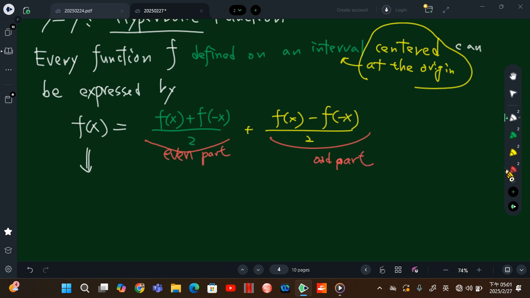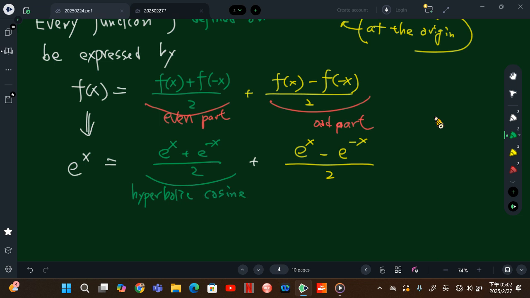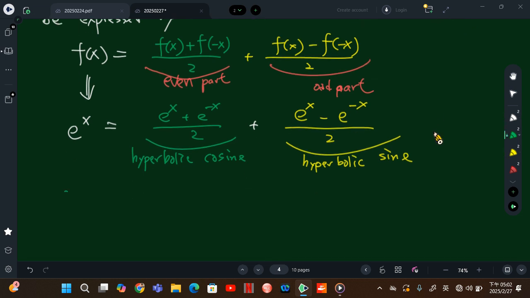So a typical example for this is the exponential function. Do you remember the exponential function is defined from negative infinity to positive infinity, right? So it meets the requirement for the interval centered at the origin. So we can define it as e to the power of x plus e to the power negative x, plus e to the power x minus e to the power negative x. Then this part we say is the hyperbolic cosine, and this part we call the hyperbolic sine function.